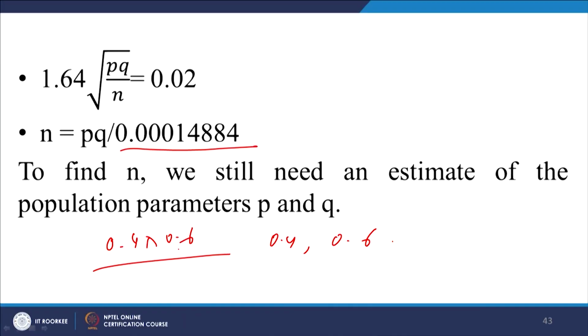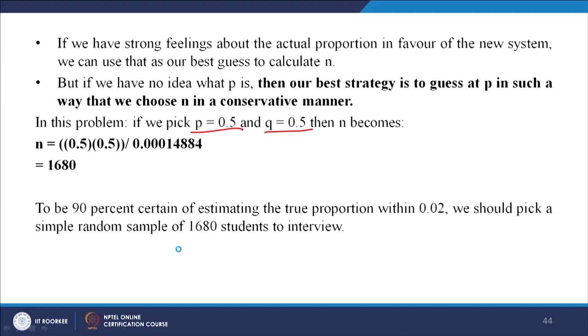So then n becomes, in the last case, had it been given, as I said, 0.4 and 0.6 I had taken from the last example which I had talked about on proportions. Had it not been given, then I would have taken 0.5 into 0.5 and divided by this much. So this gives me a sample size of 1680. That means to be 90% confident of estimating the true population proportion within 0.02, we should pick a simple random sample of 1680 students to interview. If you take less than that, then you will not be able to find it, right. So, this is what it is saying.